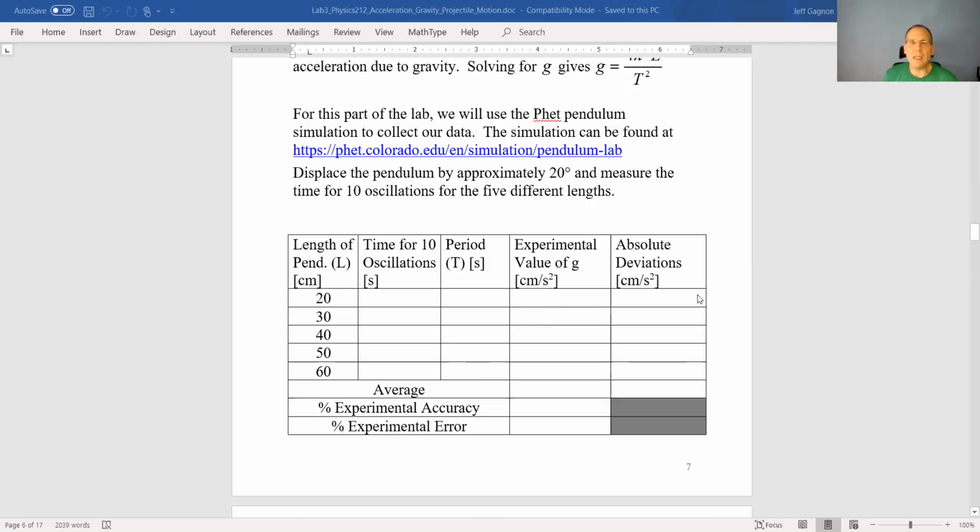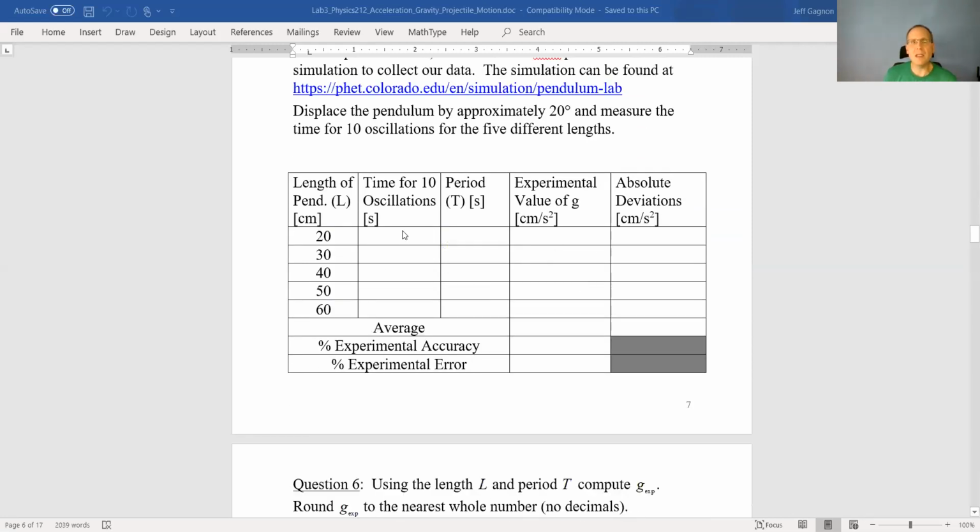So all you really need for data here is the time for 10 oscillations. So you're going to do exactly what you did before. Again, in lab 0, I gave you 5 different lengths I want you to put the pendulum at, and you want to record the time for 10 oscillations. Let me just jump over to that simulation just to remind you how to do this.